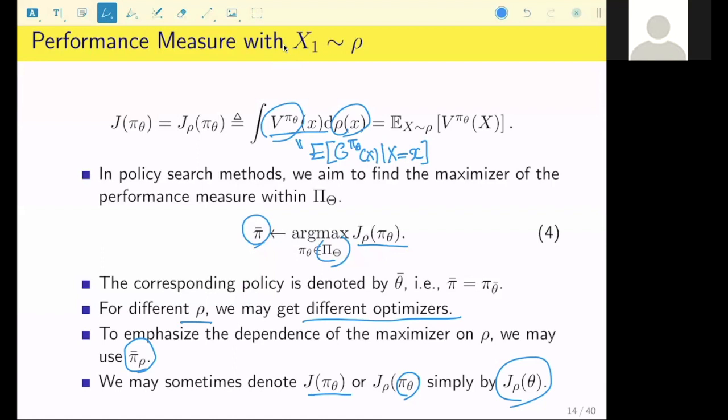So is the reason we're formulating it this way because we can't necessarily represent the optimal policy in capital pi sub theta?